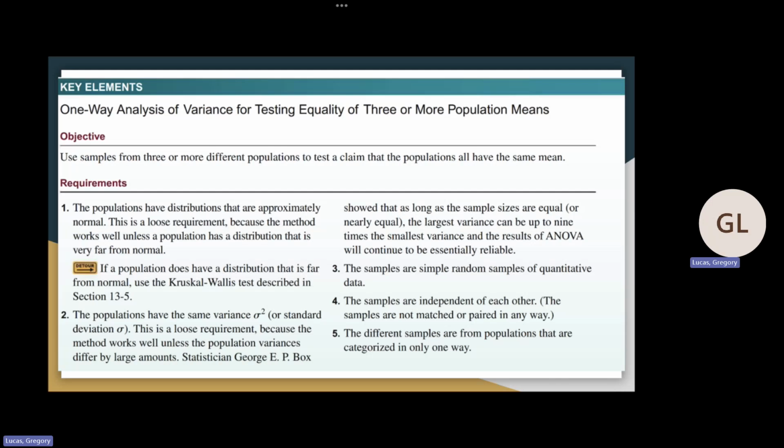And then the more important ones here: 3. The samples are simple random samples of quantitative data. 4. Samples are independent of each other. 5. The different samples are from populations that are categorized in only one way. So 3, 4, and 5 are what really matter. 1 and 2 are nice, they probably give you a little bit more accurate results, but it's not the end of the world if it's not perfectly normal or the variances aren't perfectly the same.